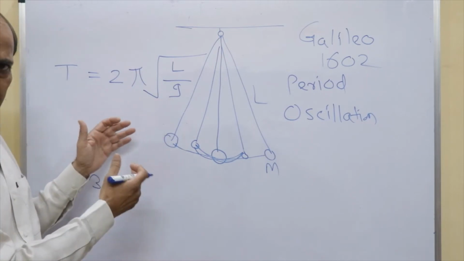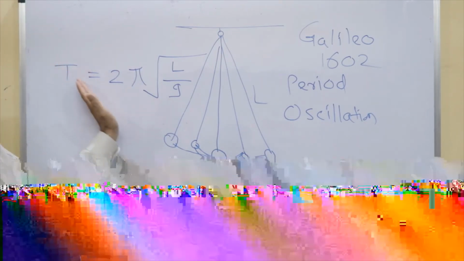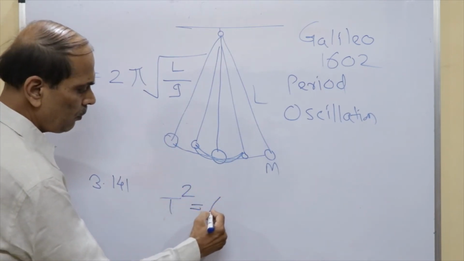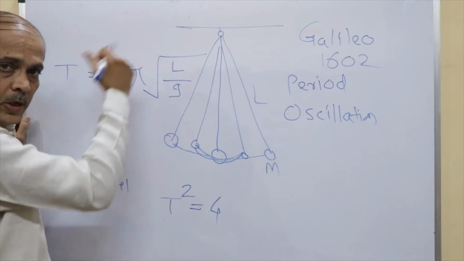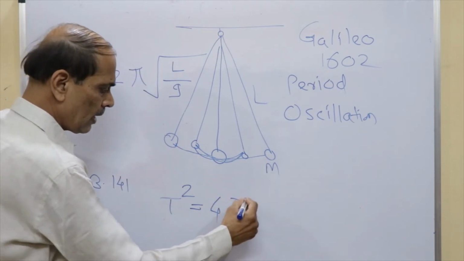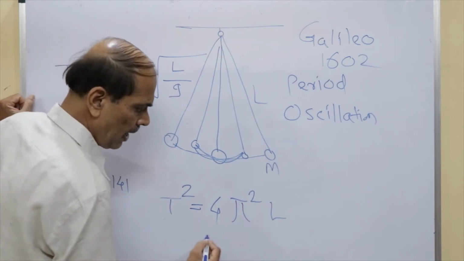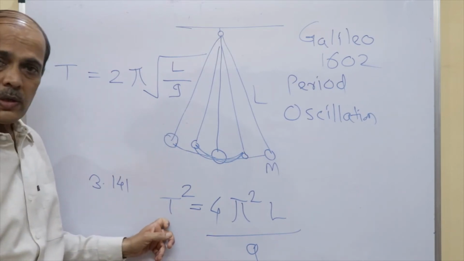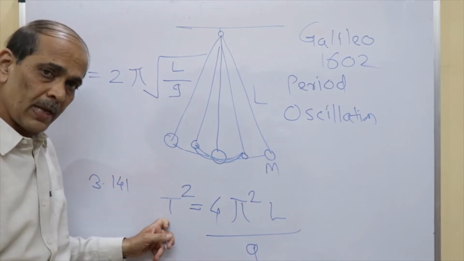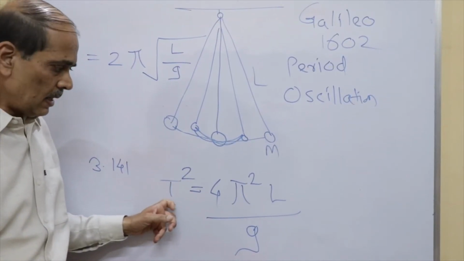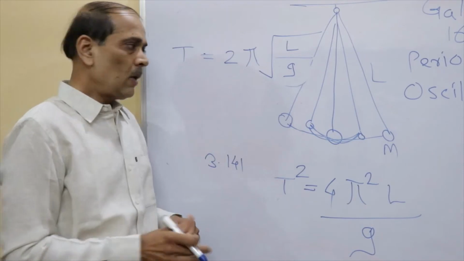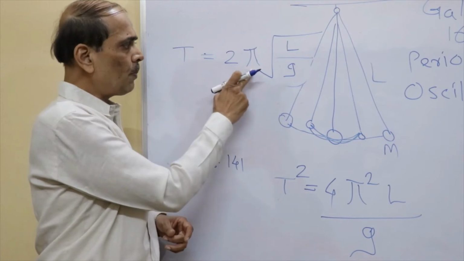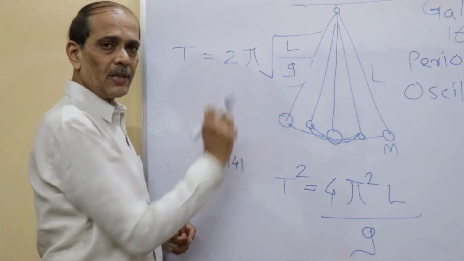If I, for simplicity, make square of left side, square of right side, then it will be T square is equal to 4, because 2 square, that is 2 into 2 is 4, pi square L by G. This could be the way we can find out square of period, square of T, and then you can find out actual T. Now look at this pendulum formula. The period T is equal to 2 pi in square root of L by G.